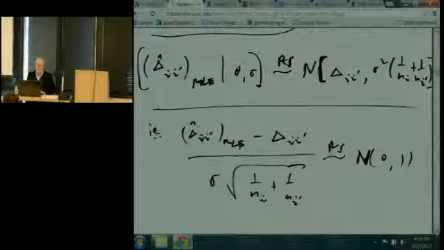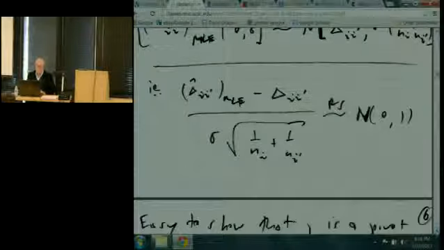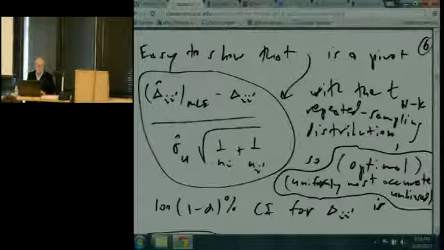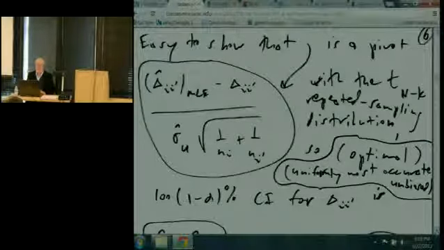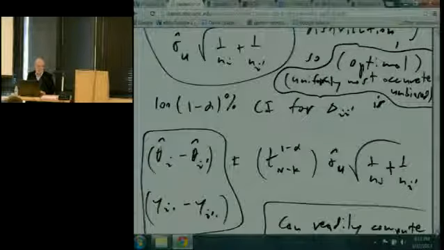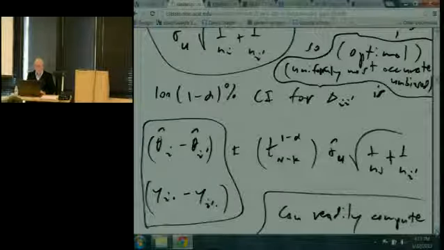And now you can go ahead and move toward constructing one of those t intervals that the frequentists are so fond of. The estimate minus the truth over the standard error of the estimate turns out to have a distribution that's independent of all the parameters. It's the t distribution with capital N minus k degrees of freedom. And so now the frequentist best confidence interval looks like that. You go yi dot minus yi prime dot, your estimate, plus or minus the right t number times that standard error, which is the square root of the pooled variance estimate, sigma hat squared, times the square root of 1 over ni plus 1 over ni prime.